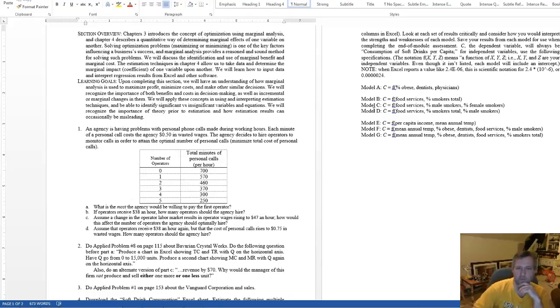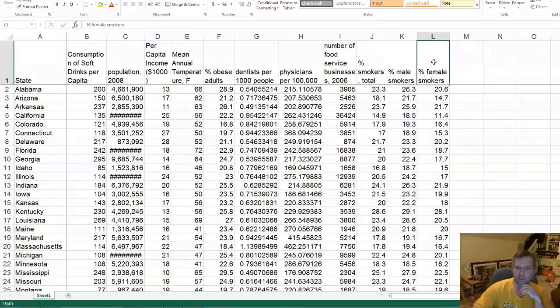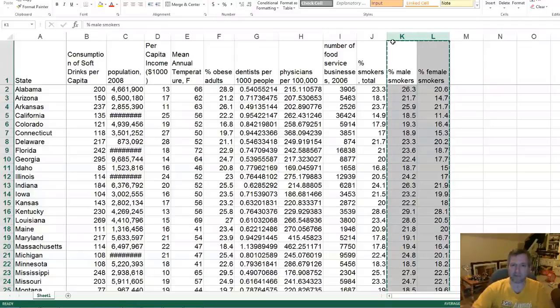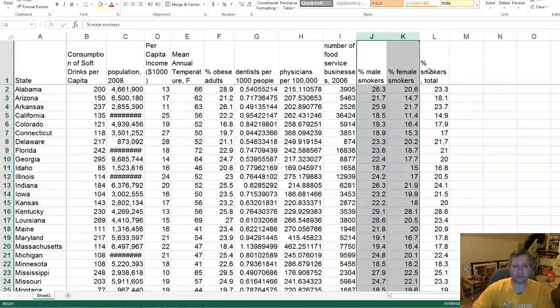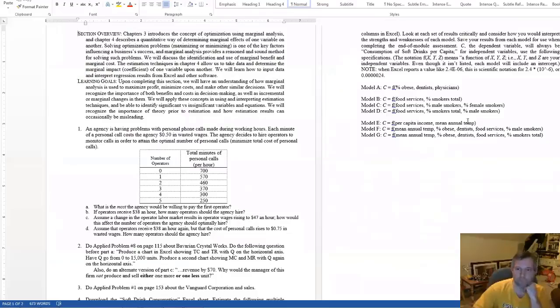And then when you get to model C, I've got food services and then male and female smokers. So I'll have consumption here, and to use food services and male and female smokers as my independent variables, I'm going to have to put them next to each other. So I could cut and paste these so that all of my independent variables are right next to each other, because Excel doesn't like having independent variables that are not next to each other. Then you just do the same thing for all of these different ones.